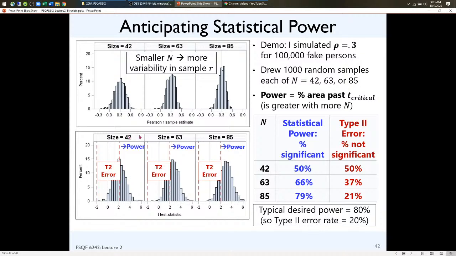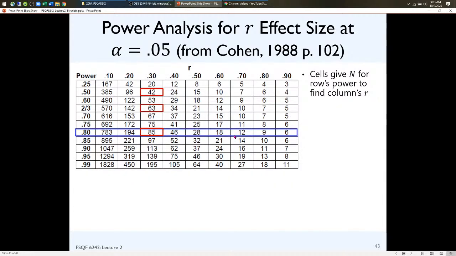So why did I pick these particular sample sizes? Because I was trying to demonstrate one of the results that's found in this table. What this table is, is a description of the sample sizes needed to achieve certain levels of power at a given level of effect size. So I've given you a handout in PDF format that has 4 of these tables.